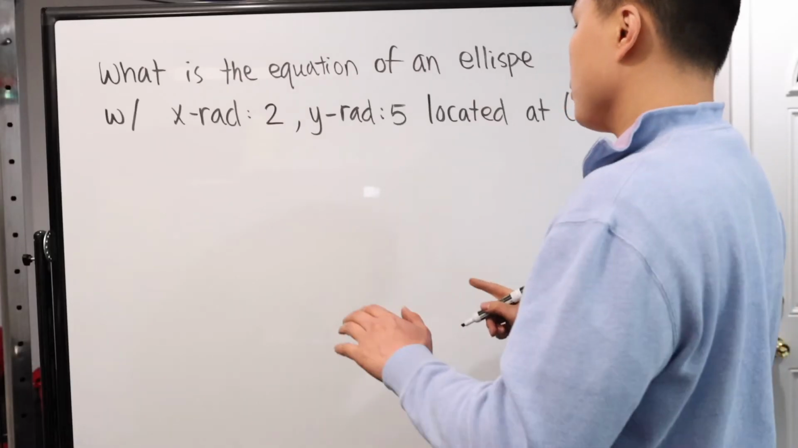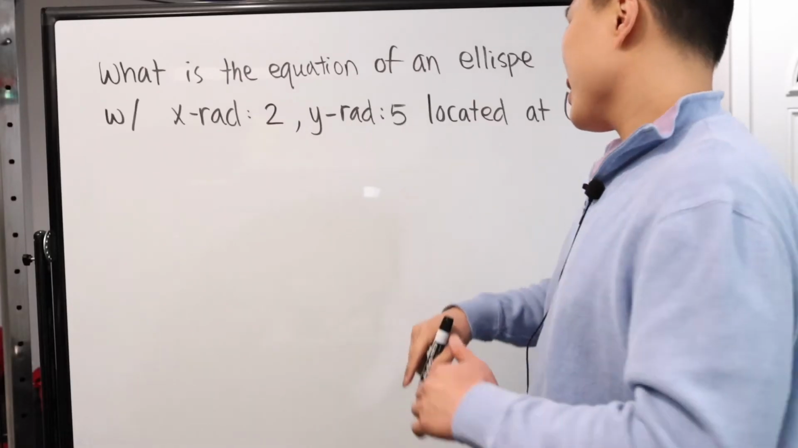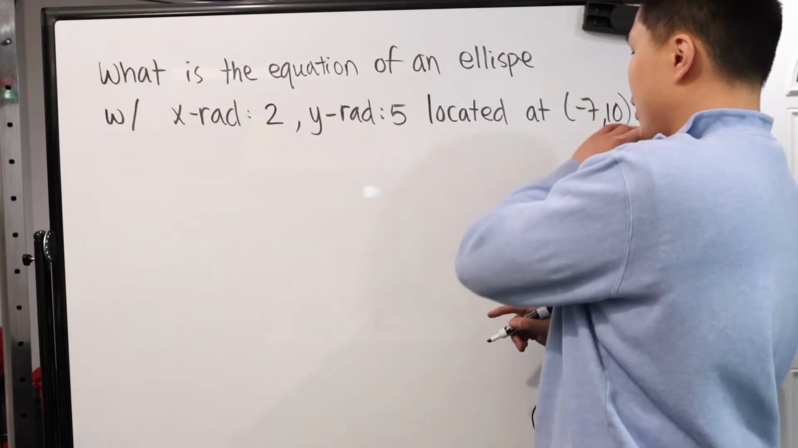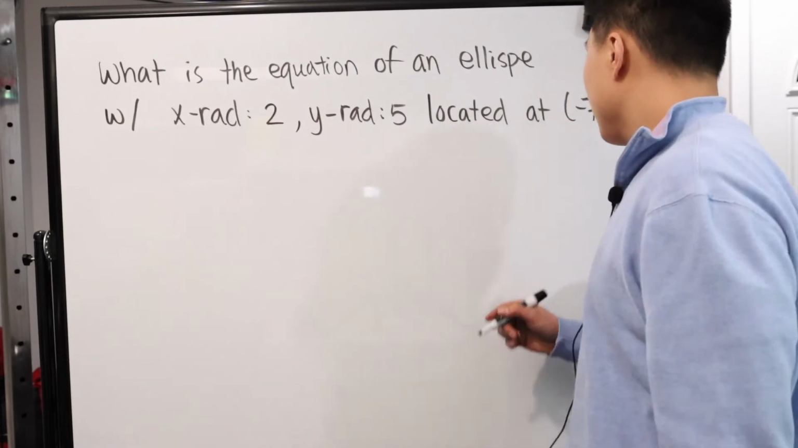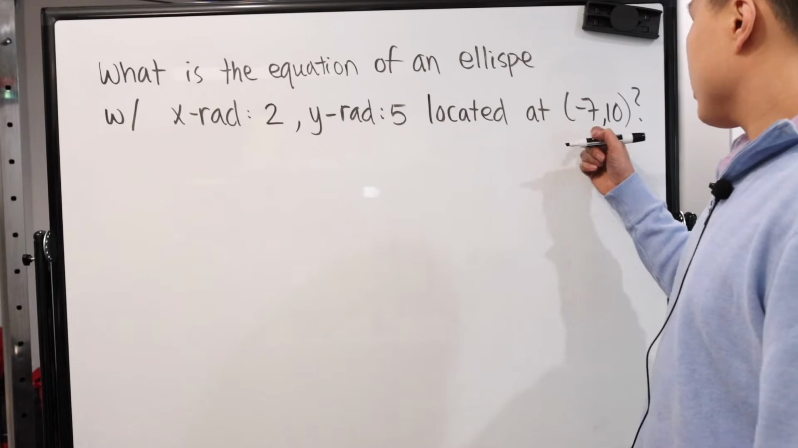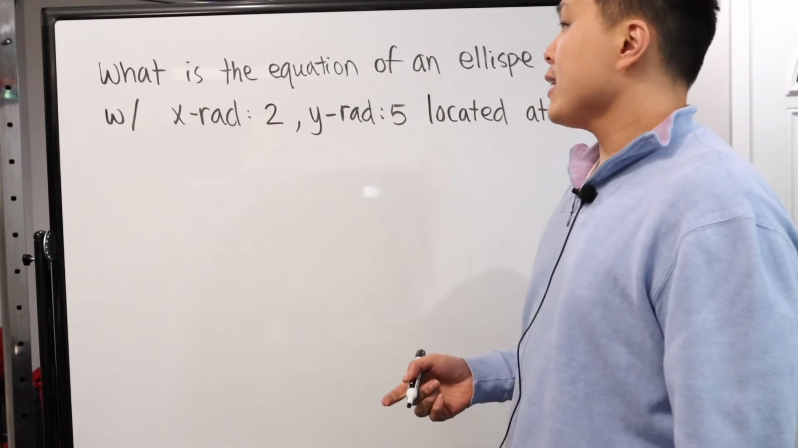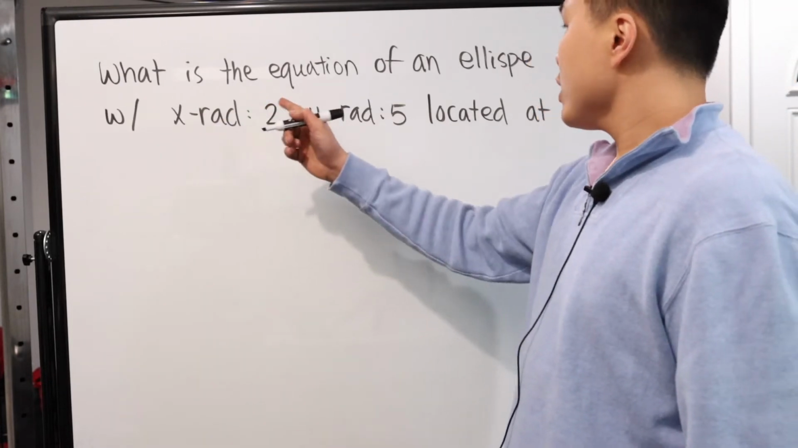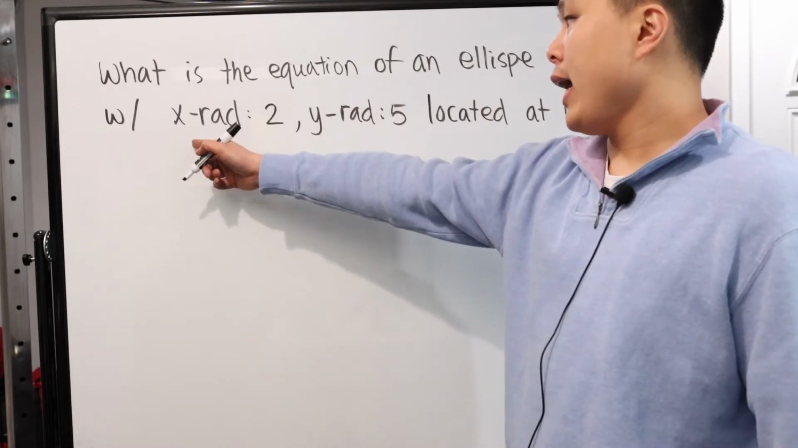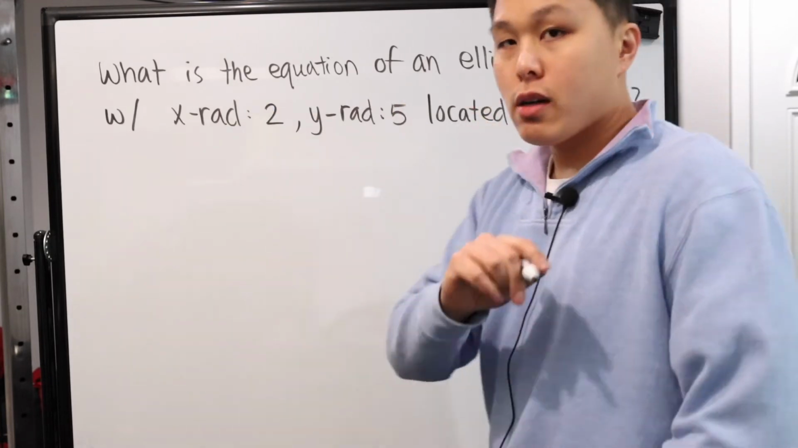So let's look at the second problem. Very similar to the first, slightly more challenging, because guess what? Now we have an actual location for the center point. It's -7, 10. But other than that, it's asking the exact same thing. What is the equation of an ellipse with x radius 2 and y radius 5?